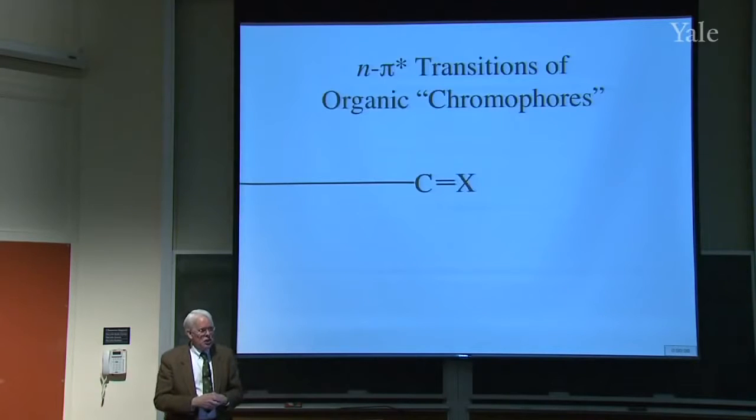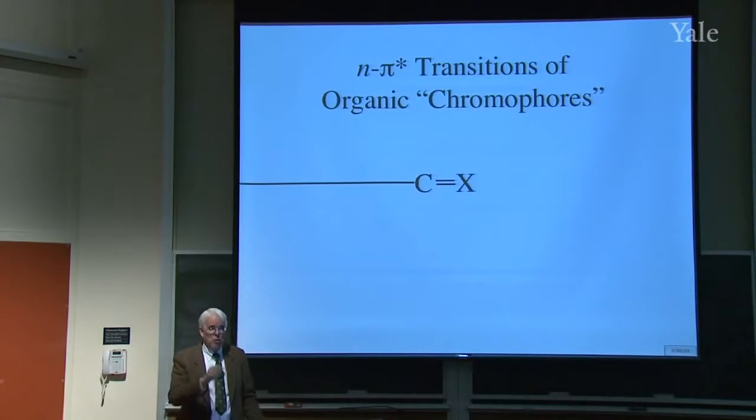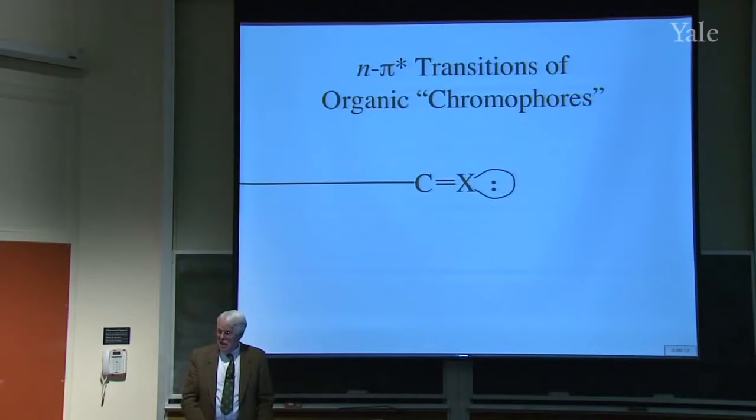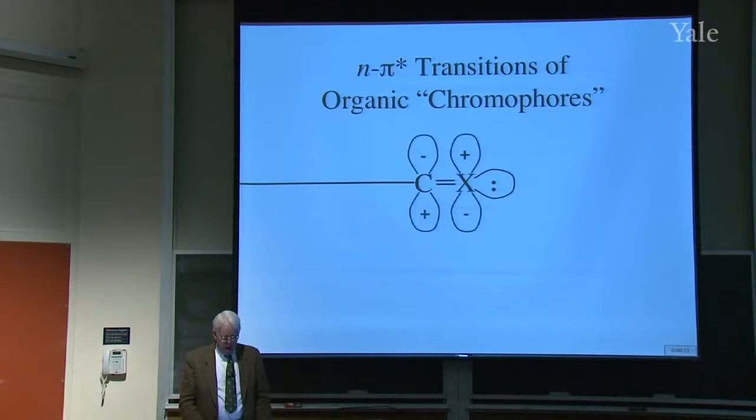Now, what does this have to do with organic molecules and the things we were just talking about, which were polyenes? Remember, a bunch of double bonds in a row. Well, suppose you have a C=X double bond, and X is some heteroatom, like oxygen or nitrogen, right? Then it's something that has an unshared pair of electrons. Okay, so it has n electrons. But it also has a pi star orbital, a vacant orbital, right?